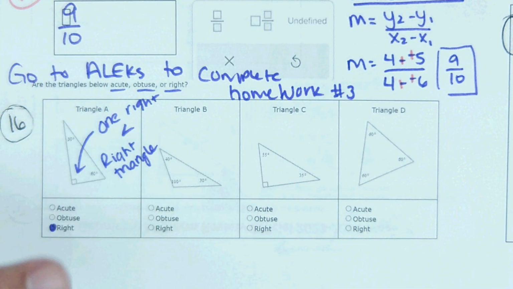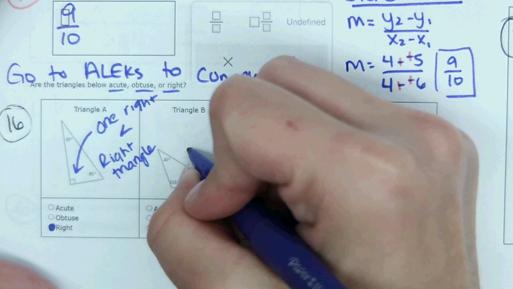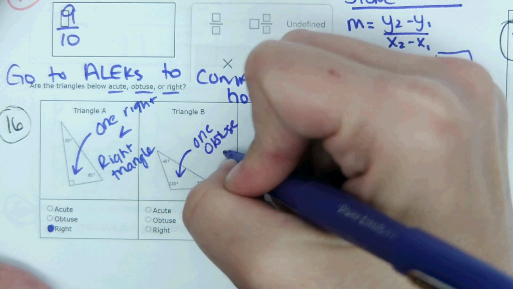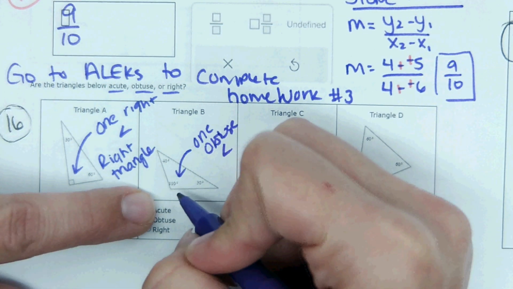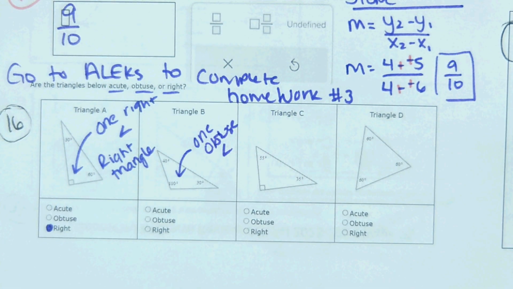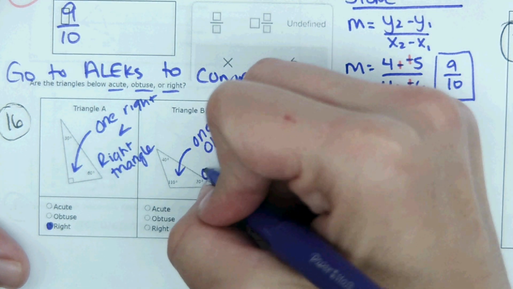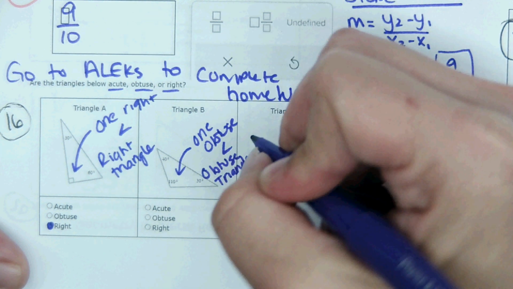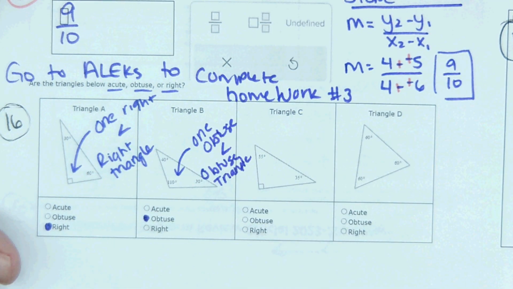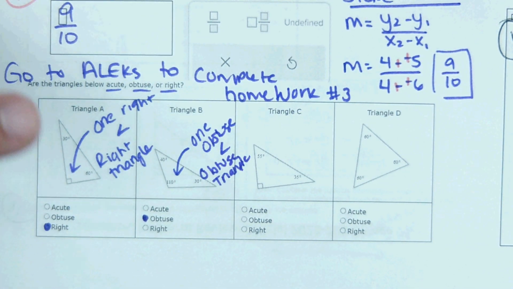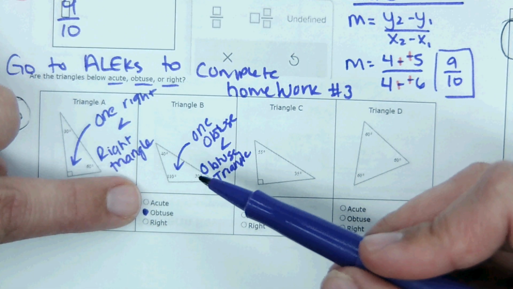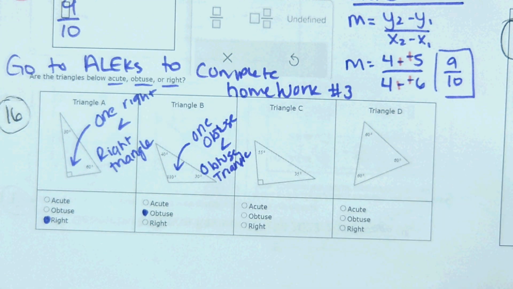Okay, and then for triangle B, it has one obtuse angle. So it has one angle that's greater than 90 degrees. So therefore, it's an obtuse triangle. Something that throws people off is if you look at each individual angle, you actually have two acute angles there. But if it has one obtuse angle, then it's an obtuse triangle.